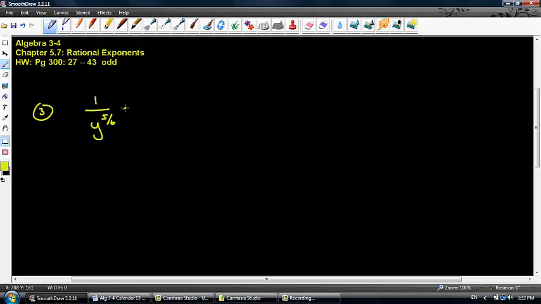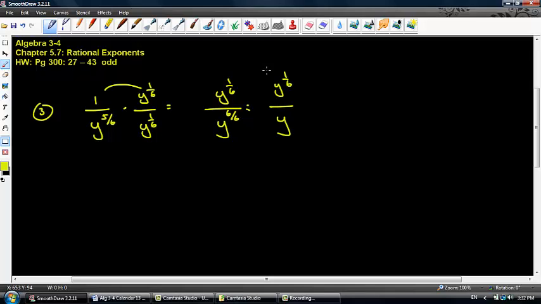So what I'm going to do is multiply the top and bottom by y to the 1/6 power. And what this does is I get y times y to the 1/6 times 1, which is y to the 1/6. And what I get here is y to the 5/6 plus 1/6. That makes 6/6. So I get y to the first, and then y to the 1/6 up top. And that's how you rationalize denominators with all of this stuff.